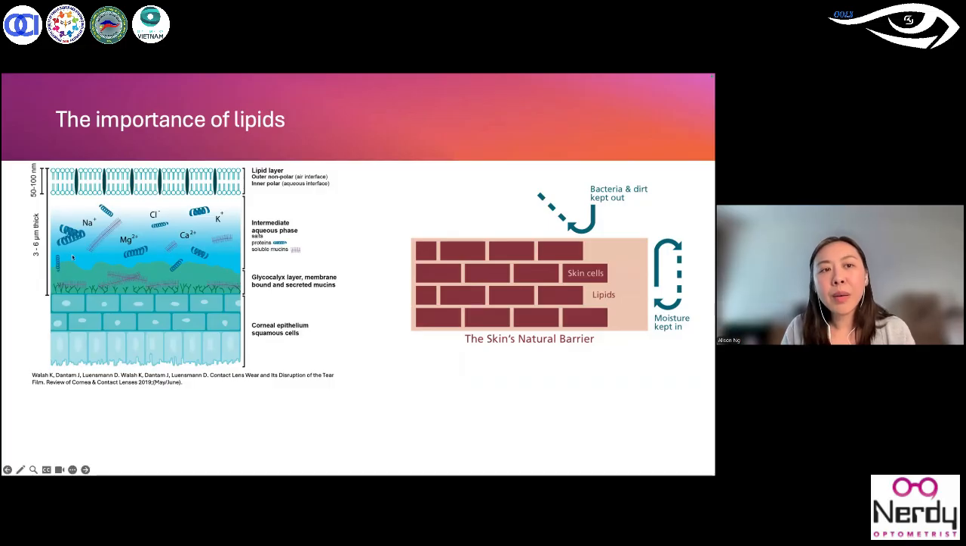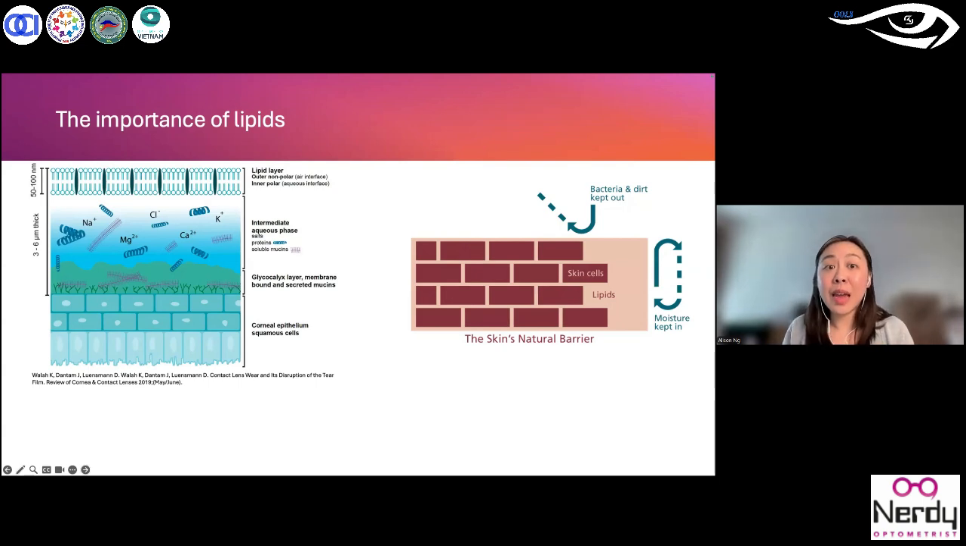So, for example, if we think about the lipid bilayer of the tear film, it is the thinnest element of the overall human tear film. But we know that without it, tear film evaporation increases fourfold, and then that leads on to a whole cascade of dry eye problems. And it's not dissimilar when we think about the skin biology itself.